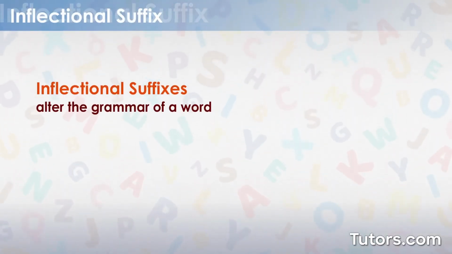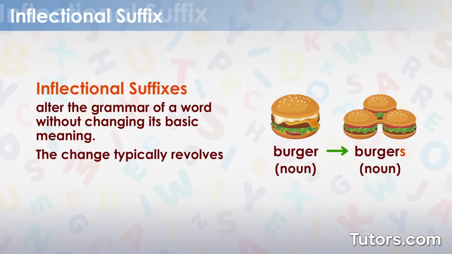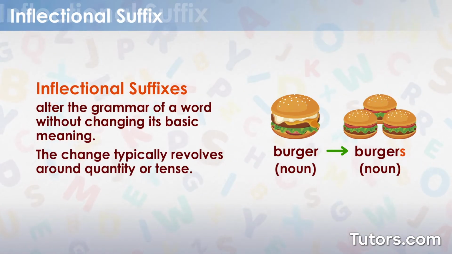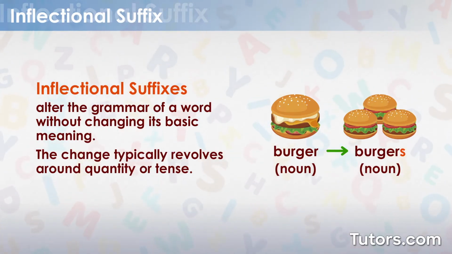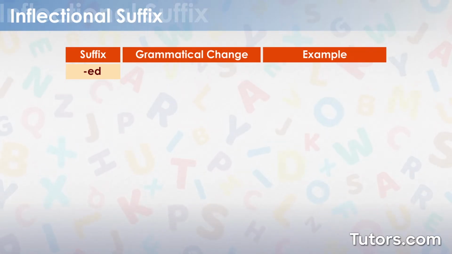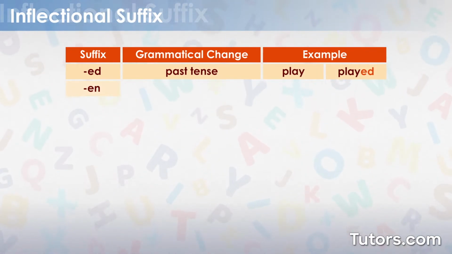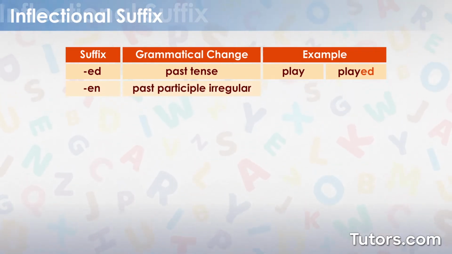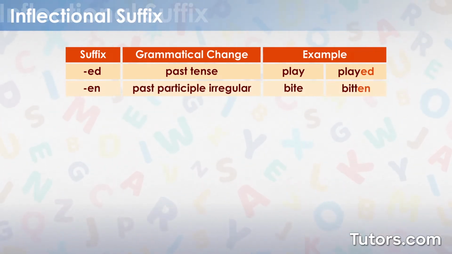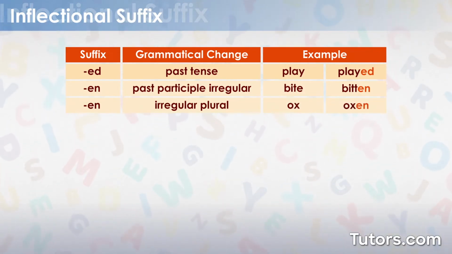Inflectional suffixes alter the grammar of a word without changing its basic meaning. The change typically revolves around quantity or tense. Here are the inflectional suffixes. Ed indicates past tense, such as played. En makes an irregular past participle, like bitten, or an irregular plural for words like oxen.